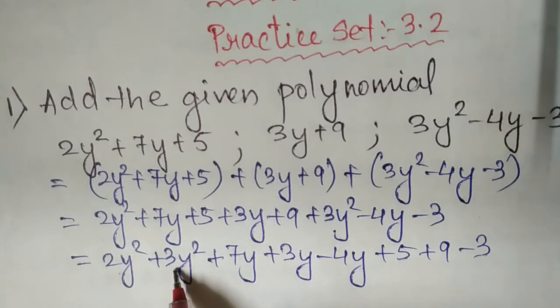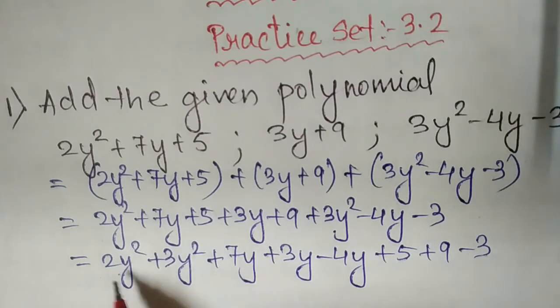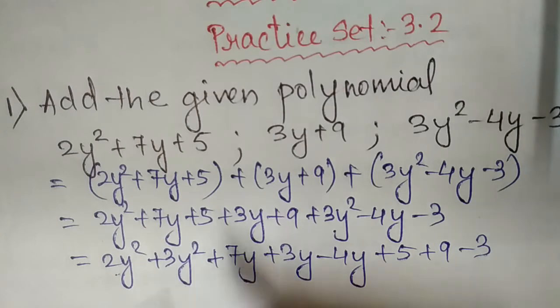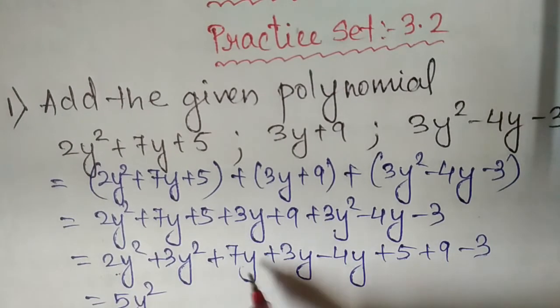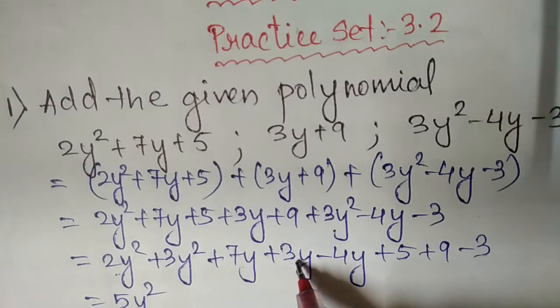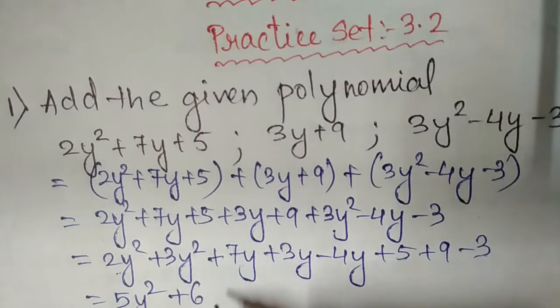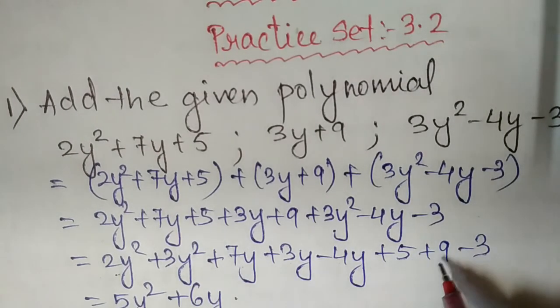2y square plus 3y square, so what will we get here? 2y square plus 3y square, we will get 5y square. And here 7y, 3y and minus 4y. That means 7 plus 3 is 10, 10 minus 4 is 6. So 6y. Here 5 plus 9 minus 3, so we are getting plus 11.